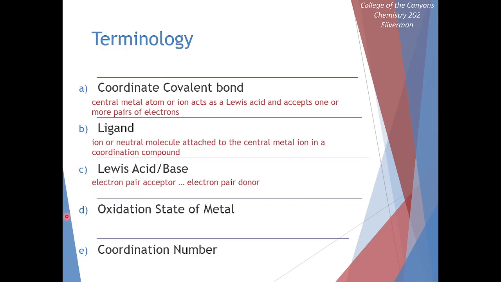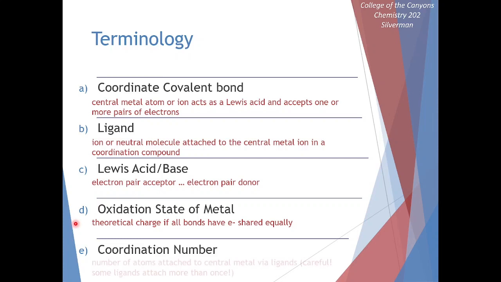Within our coordination compounds, we can define the oxidation state of our metal. We've seen this in previous chemistry courses. This is the theoretical charge, pretending that all bonds have their electrons shared equally. This is going to be the same as the charge on our metal.